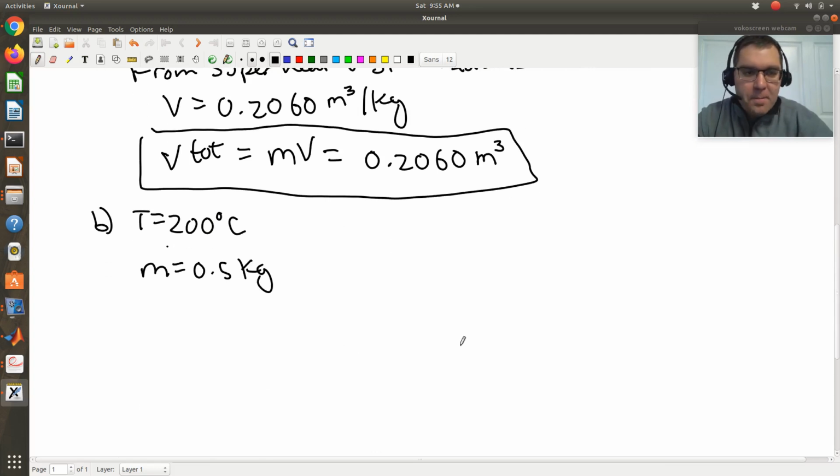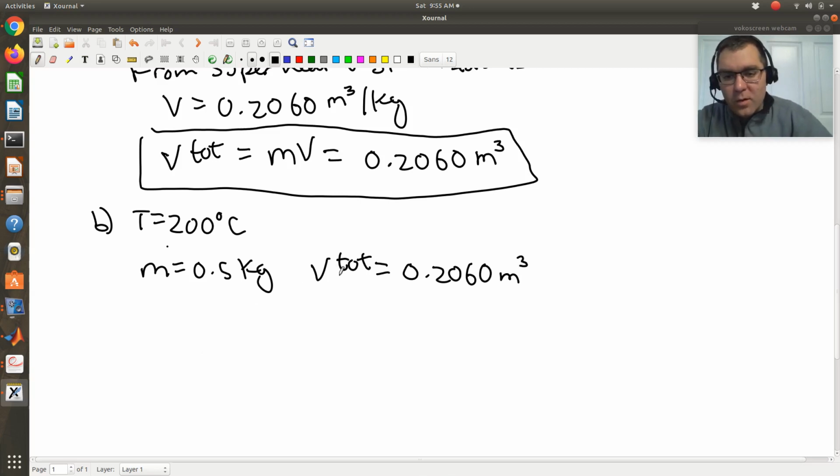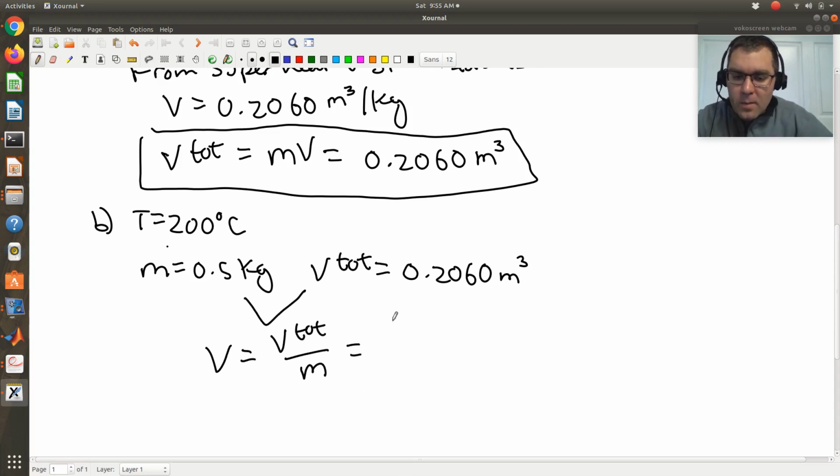And then the other key is, since we have a rigid tank, my total volume from part A is the same. My total volume is constant, so it's still 0.2060 meters cubed. With V total and m, I can calculate my specific volume. So v is going to be V total over m. And interestingly, since the mass is half of the initial mass, the new specific volume is going to be double this original value.